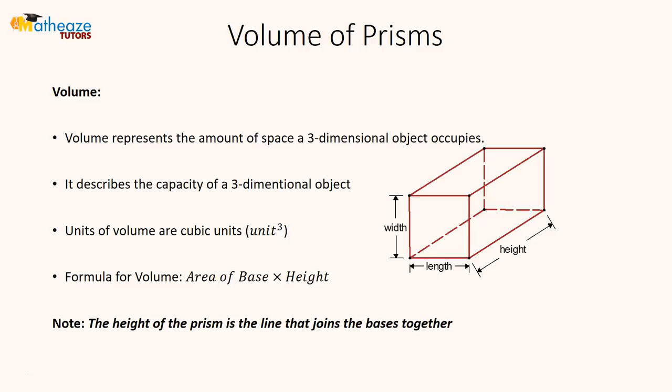So the volume represents the amount of space a three-dimensional object occupies. It typically refers to capacity of a three-dimensional object. The units are in cubic units, which means you multiply the unit 3 times, so it's cube. And then the formula for volume is area of the base times the height. And the height of a prism is the line that joins the bases together.